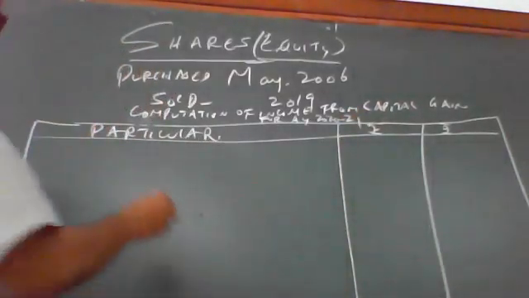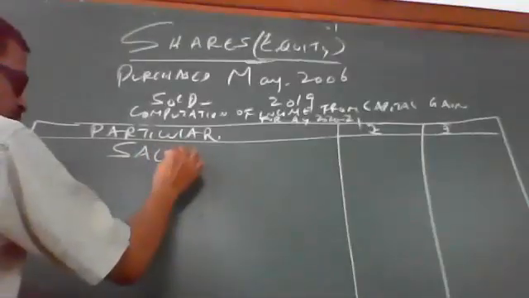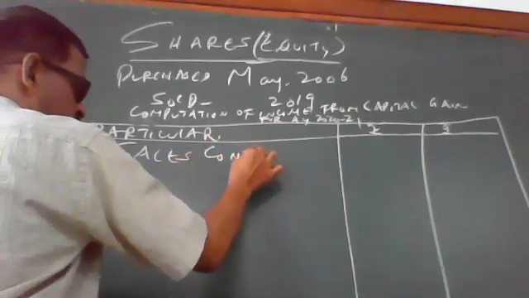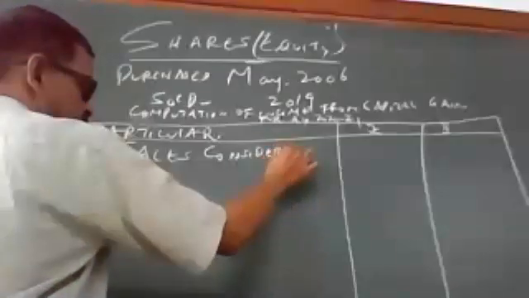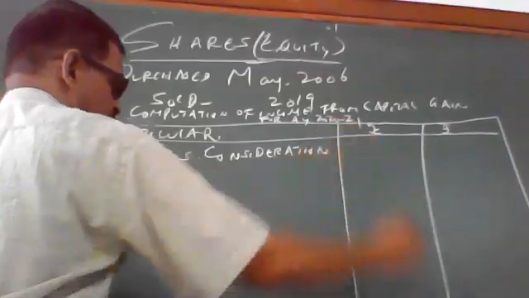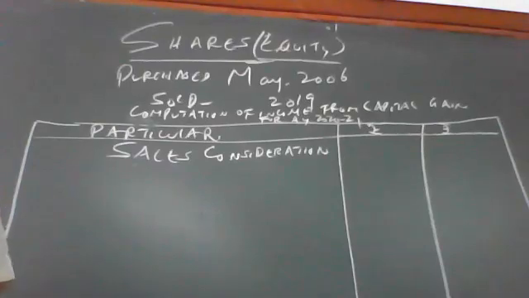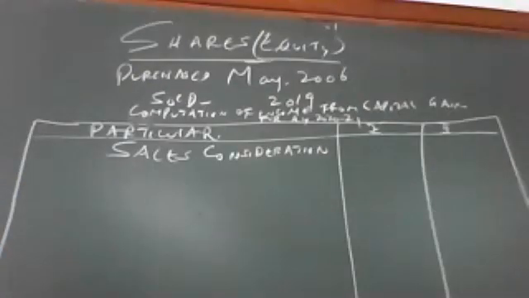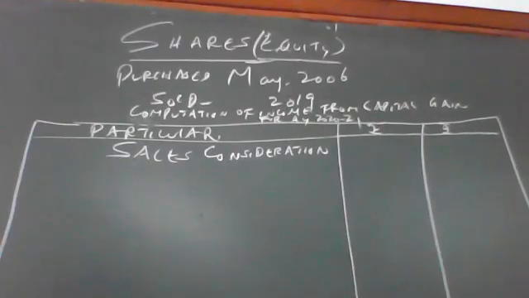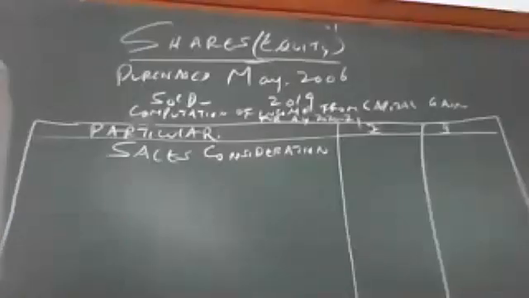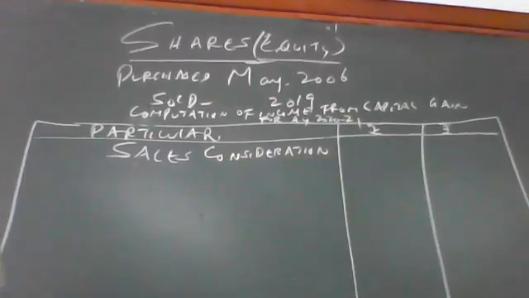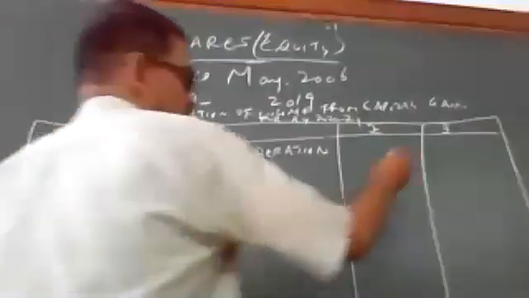Now first take the sales consideration. So what is the sales consideration? It is given in the problem. What is the sale made by her? He sold the shares for how much? 60,000. So you have to write 60,000 in the outer column.